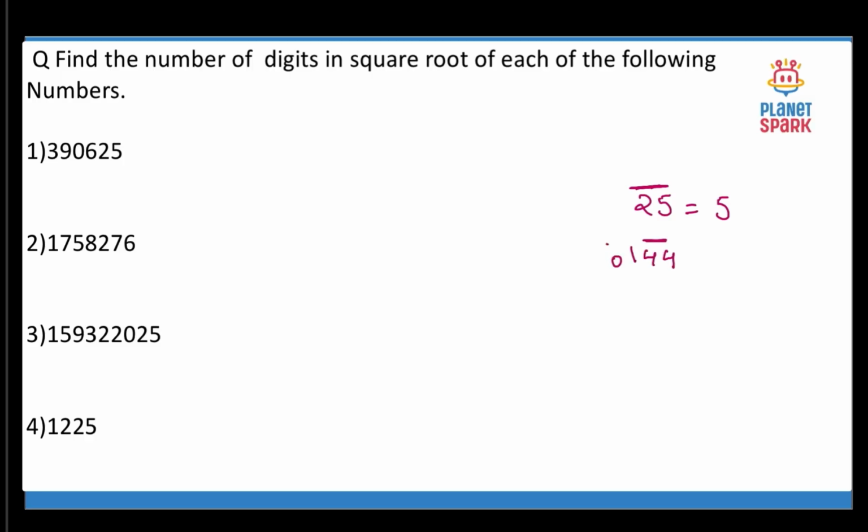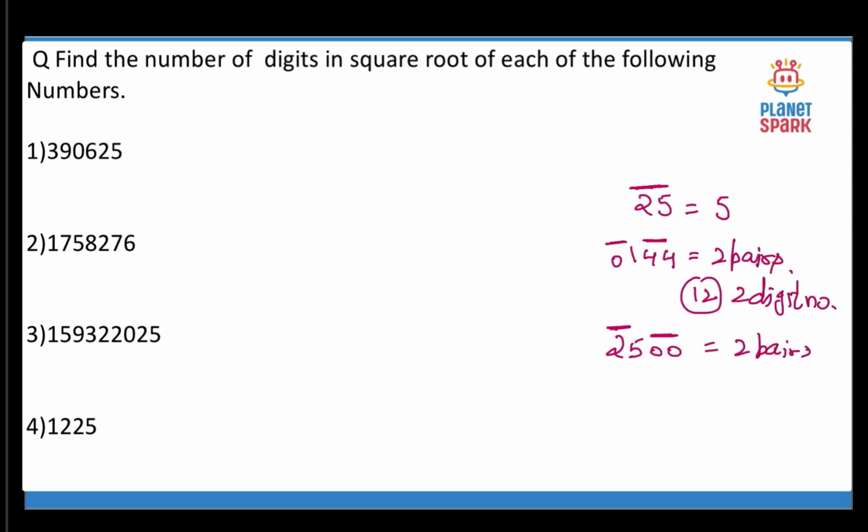144. 44 will become 1 pair. 1 is not forming a pair, so I put a 0 there because a 0 before a number doesn't carry any value. So I'm having 2 pairs. 2 pairs means that the square root is a 2-digit number, and 12 is the square root of 144, which is actually a 2-digit number. Taking another example, 2500. So 0 and 0 is 1 pair, 25 is another pair. We'll always start making pairs from the right side, in pairs of 2 digits. I'm having 2 pairs, so the square root of 2500 would be a 2-digit number, and the square root of 2500 is 50, which is a 2-digit number.